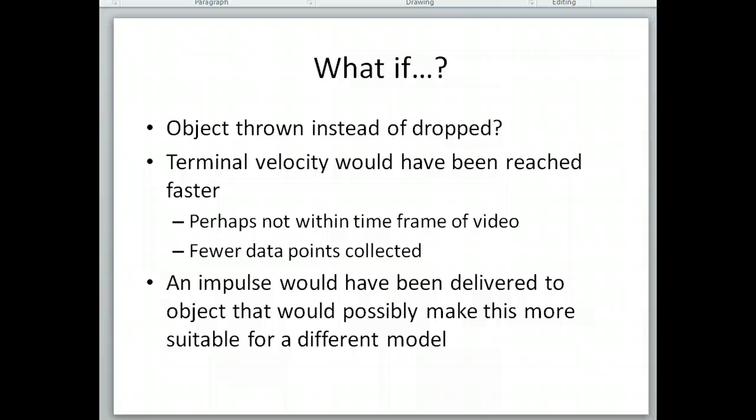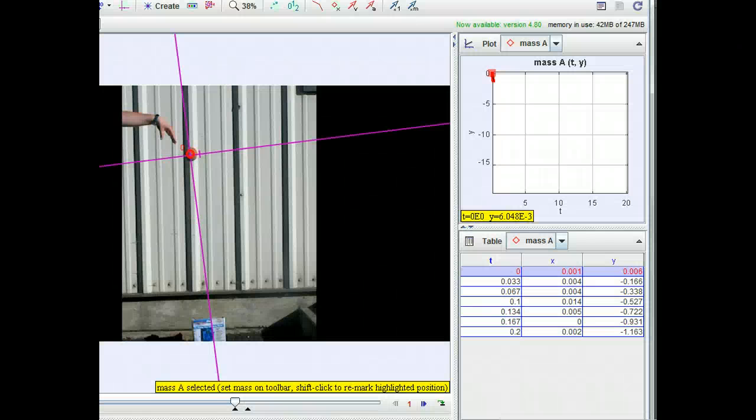What if the object had been thrown instead of dropped? Terminal velocity would have been reached faster, perhaps not within the time frame of the video, and fewer data points would have been collected. Also, an impulse would have been delivered to the object, and that would possibly make this more suitable for a different model. We can look at that in tracker. Only 6 data points collected.